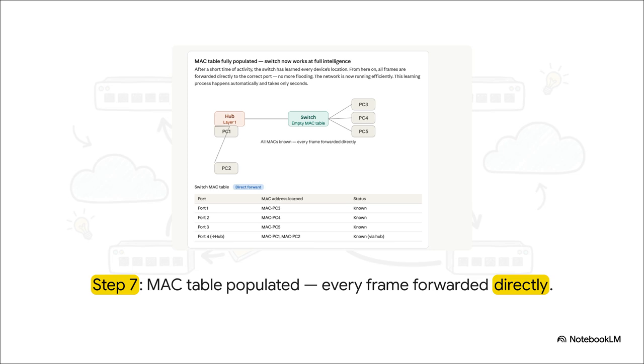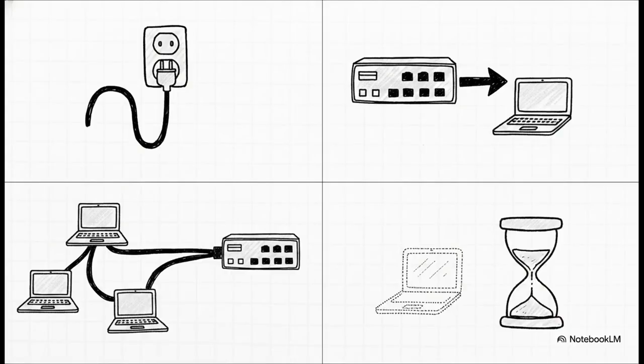From this point onward, flooding is basically history. Every single frame between known devices is forwarded directly to the correct port. The switch is running at absolute peak performance. So to wrap up this brilliant process, here are your key takeaways. First off, this entire complex learning process happens completely automatically. Zero configuration required by you. You literally just plug it in.